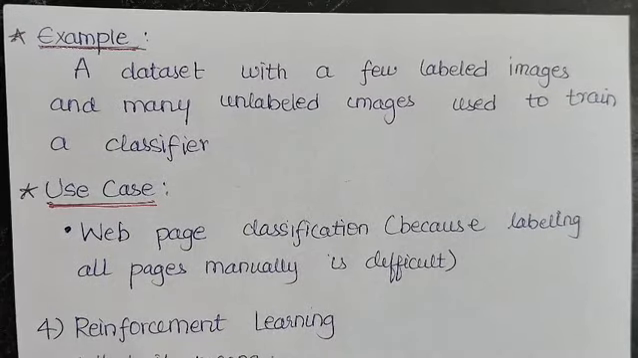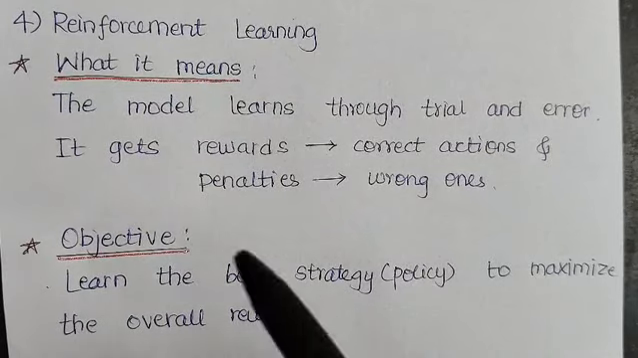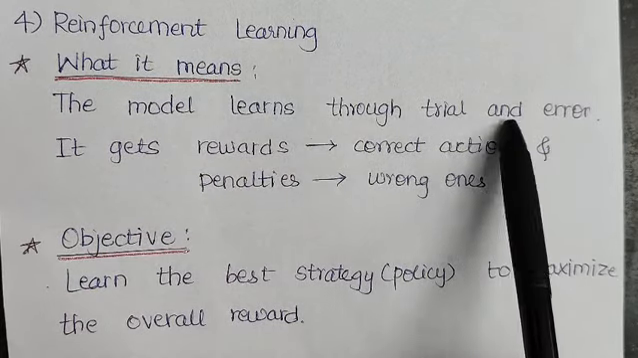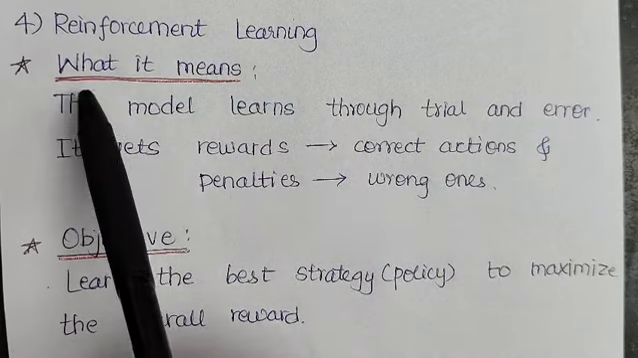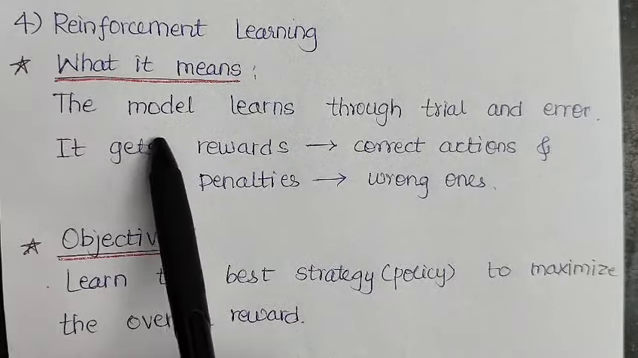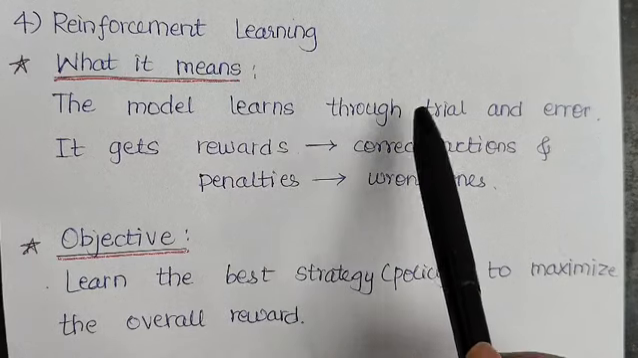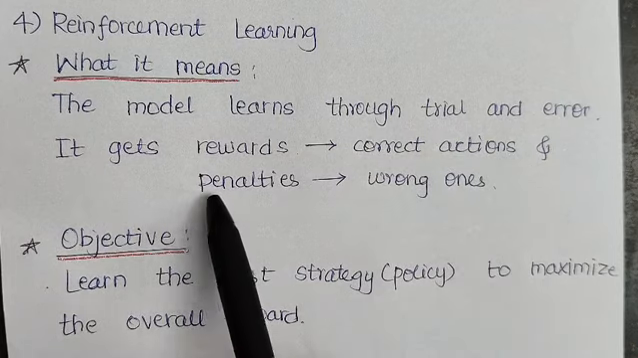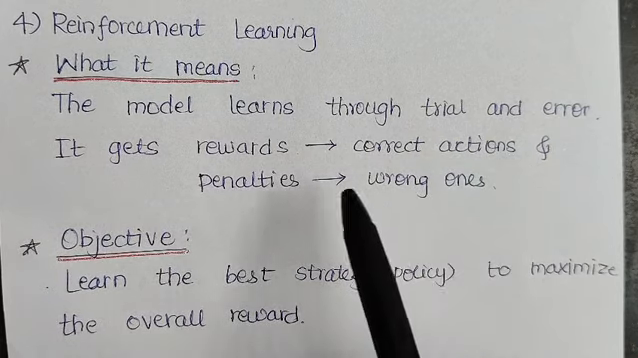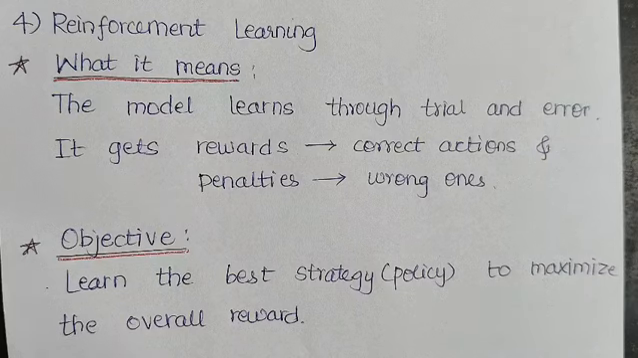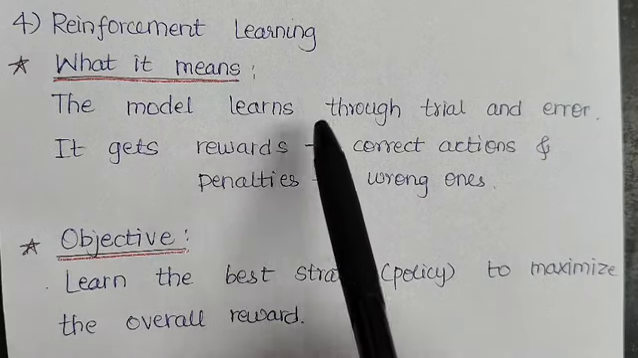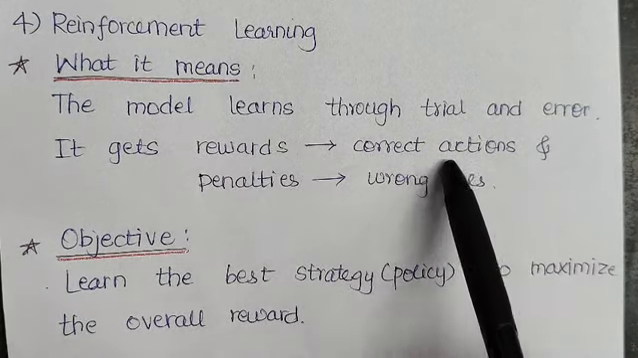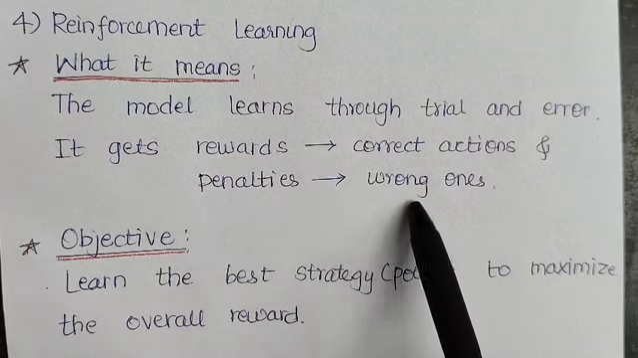Next is reinforcement learning. Reinforcement learning, what it means: the model learns through trial and error. It gets rewards for correct actions and penalties for wrong ones. So in reinforcement learning, the model is made to learn through trial and error, and it gets rewards for correct actions and penalties for wrong ones.